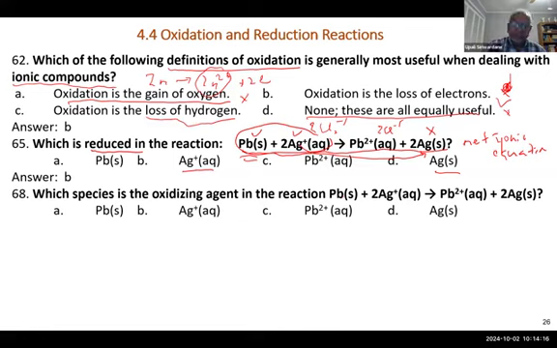The one that got reduced is silver. Therefore, the oxidizing agent is also silver. Why? This got oxidized, this got reduced. The one that undergoes reduction is also the oxidizing agent. Answer is B. Do you have any questions?